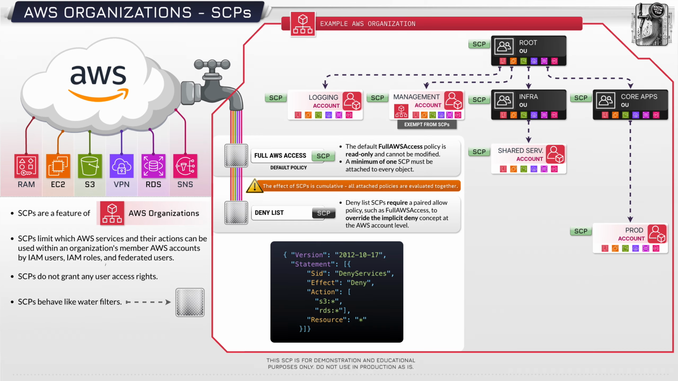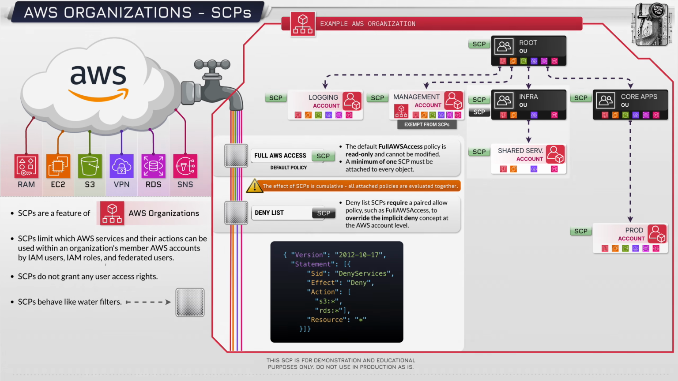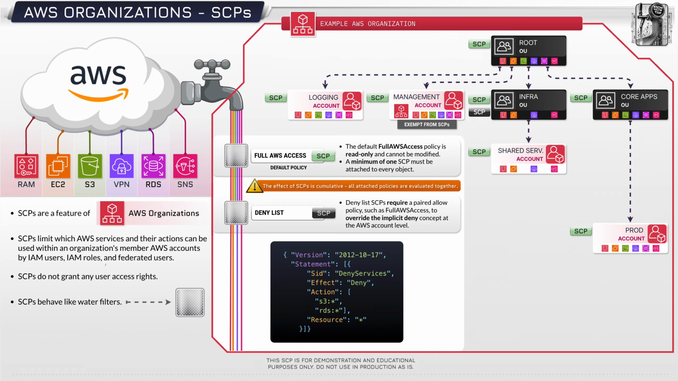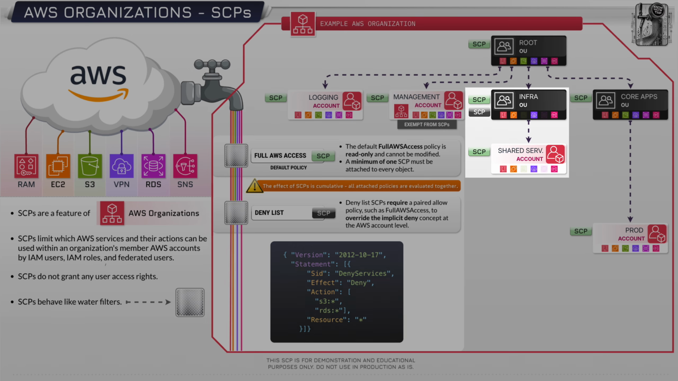SCPs can be attached to OUs and AWS accounts, but when you attach an SCP to an OU, its effect propagates downward to everything under that OU, just like you see in the diagram. I want you to notice something interesting here. Even though the shared services account has the FullAWSAccess SCP attached, only 4 of the 6 services are actually available for use. Now that's because we also have the deny list attached at the infrastructure OU, and that effect propagates downward from that point on.